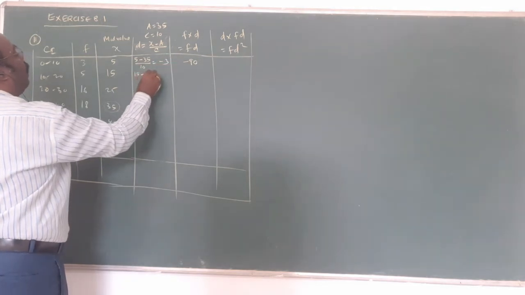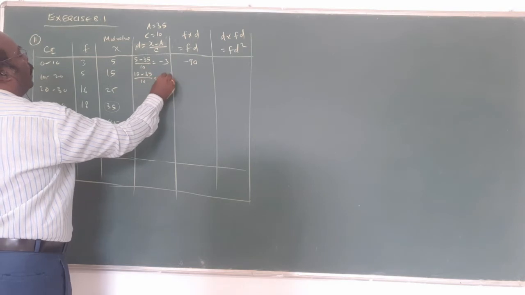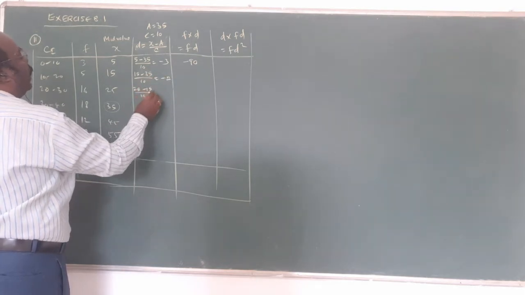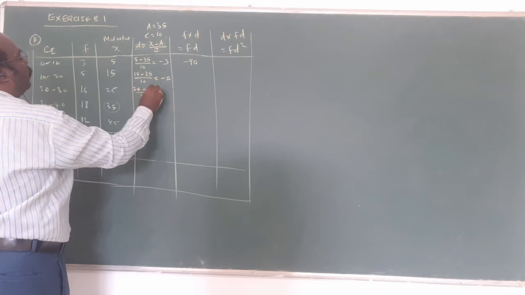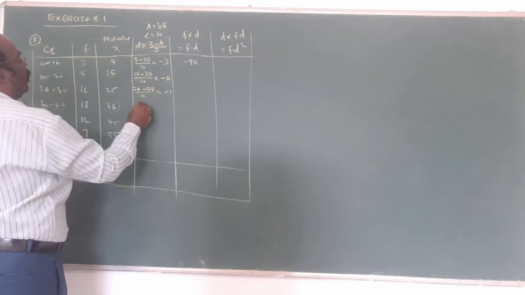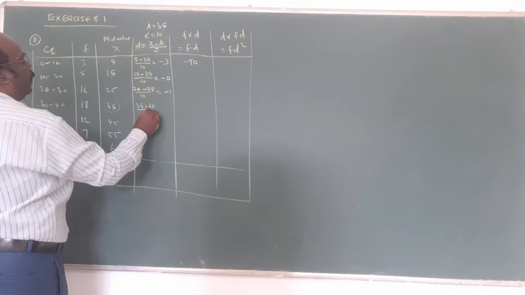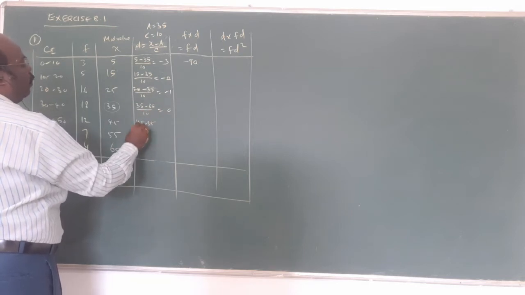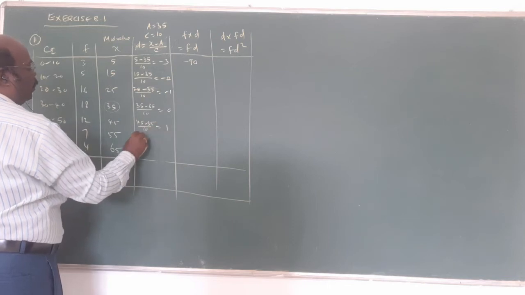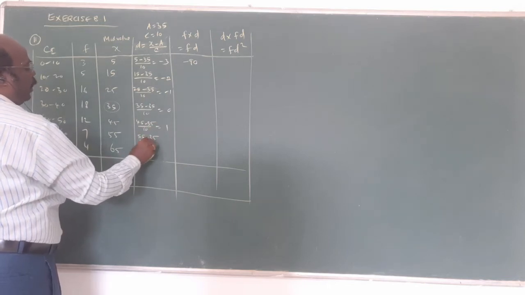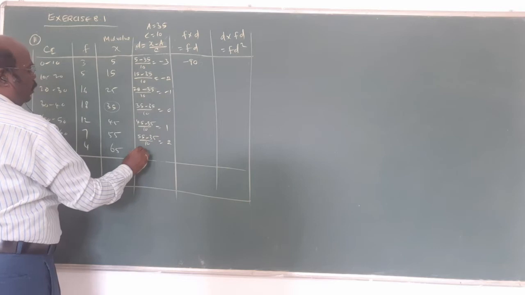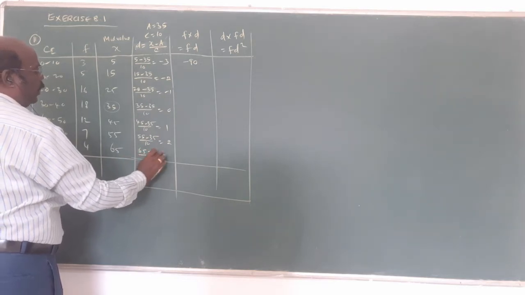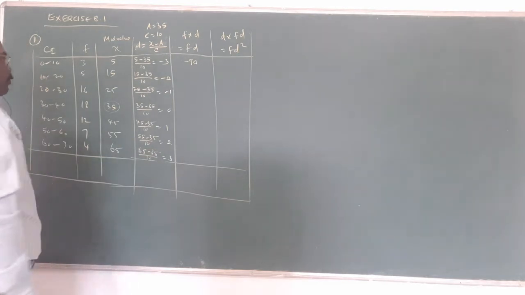15 minus 35 by 10, that is minus 2. 25 minus 35 by 10, that is minus 1. 35 minus 35 by 10, that is 0. 45 minus 35 by 10, that is 1. 55 minus 35 by 10, that is 2. 65 minus 35 by 10, that is 3. In this way you will find.